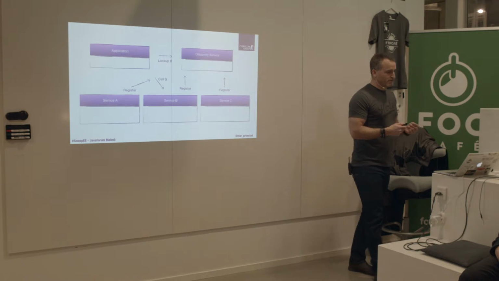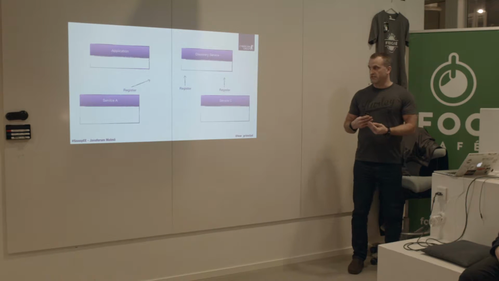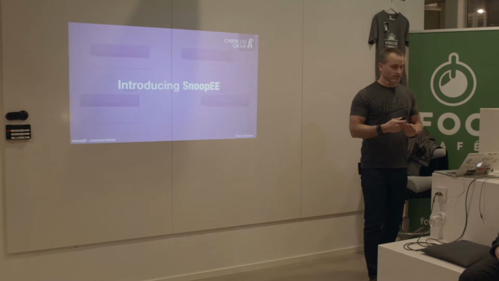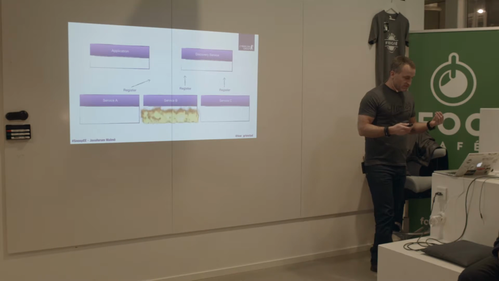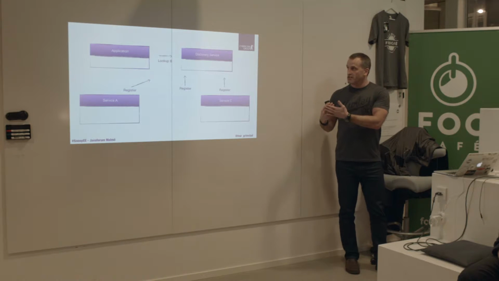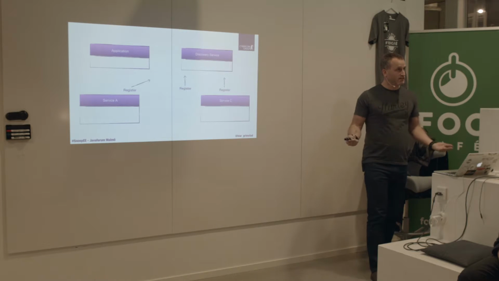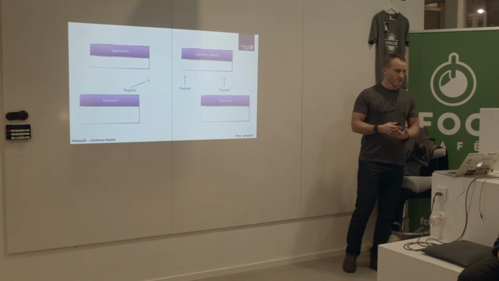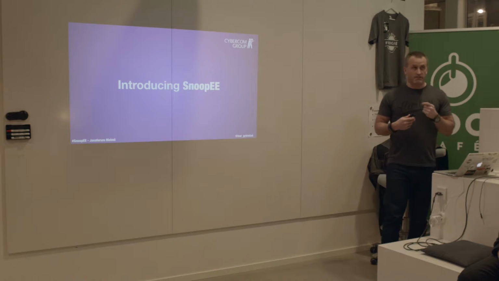So what happens if one of the services goes down, like service B does here? When your application now does a lookup for B, it doesn't get a reference to it, and it doesn't call service B because it's not there. So the discovery service knows that the service isn't there anymore. And SnoopEE is one of these discovery services.